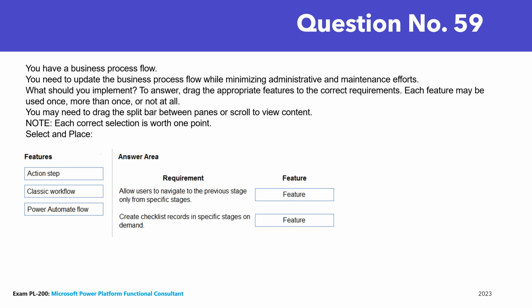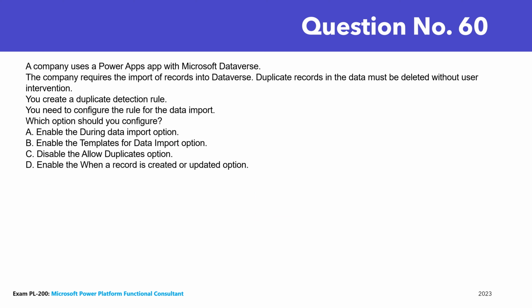Note, each correct selection is worth 1 point. Select and place. Requirement: allow users to navigate to the previous stage only from specific stages. Feature: power automate flow. Requirement: create checklist records in specific stages on demand. Feature: action step.